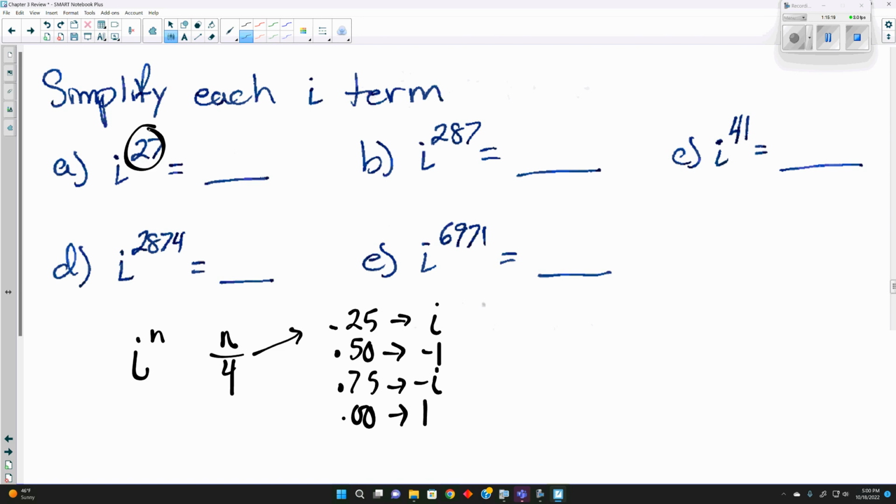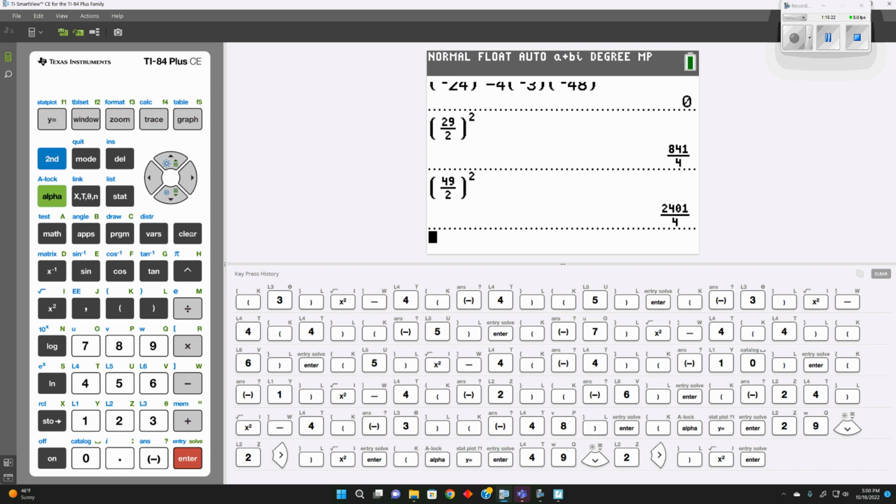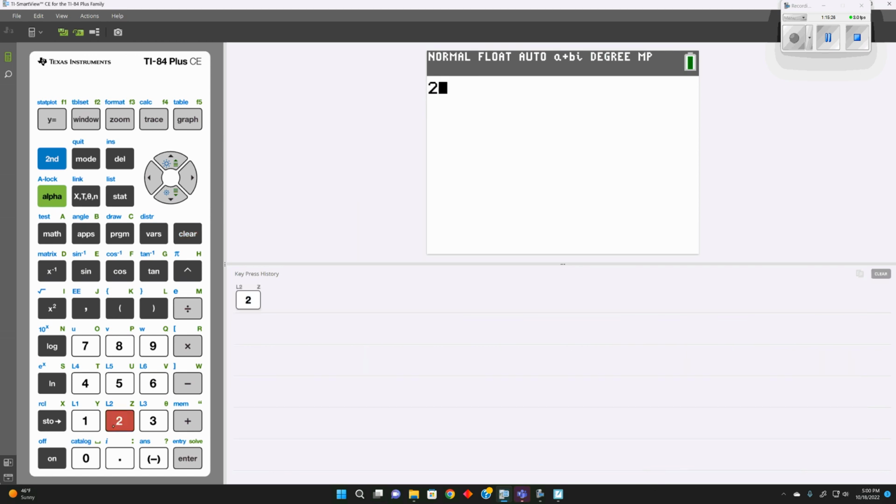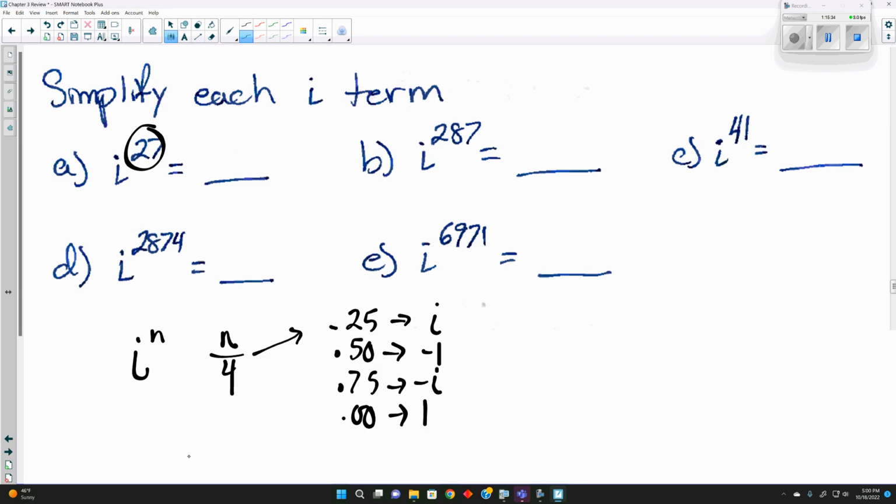Now for the first one, we have i to the 27. So in the calculator, I'm going to clear all this out again. We're going to have 27 divided by 4, which tells us that it's 6.75. I really don't care too much about the 6. It's the 0.75. Since we have a decimal of 0.75, this reduces to -i. And that's all we have to do for these here.